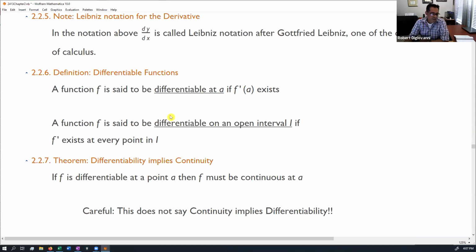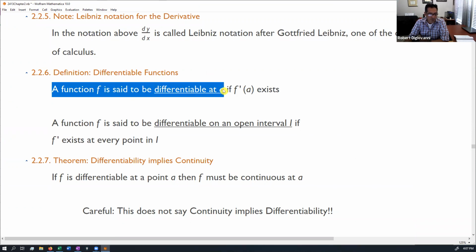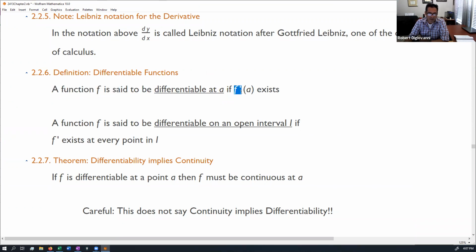All right, so now some definitions. A function f is said to be differentiable at some point A if the derivative exists. You have to remember that the derivative is a limit, and not all limits exist. We've studied limits that don't exist. So a function can only be differentiable if the limit exists. Most of the time in this class, it will.